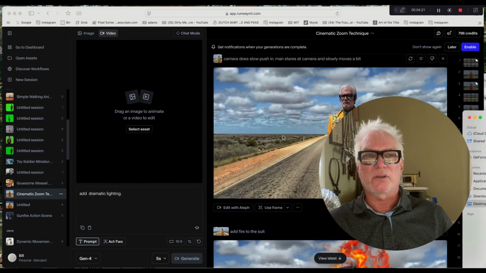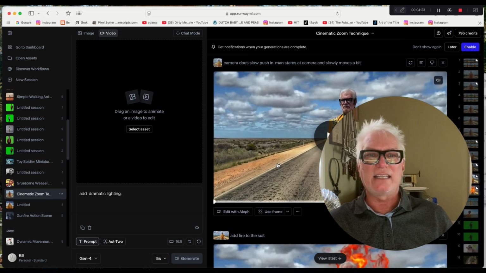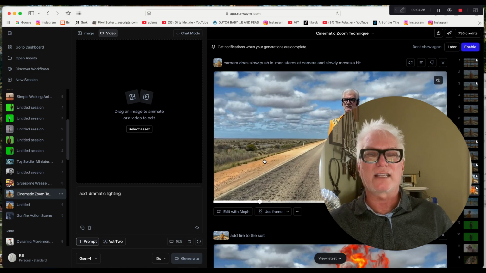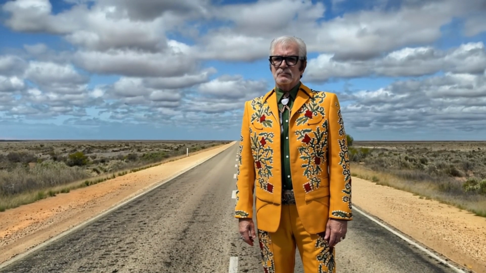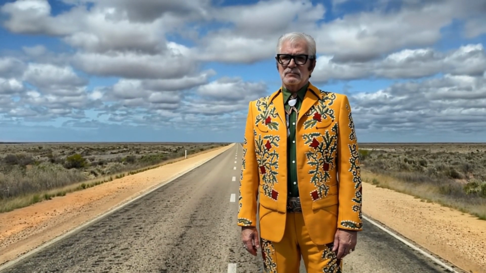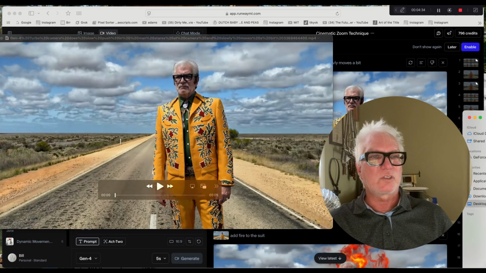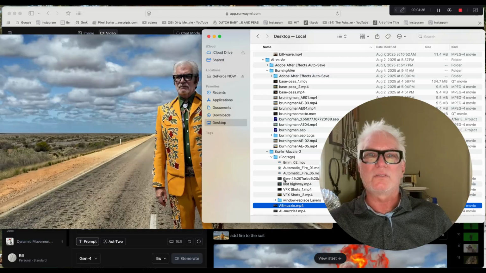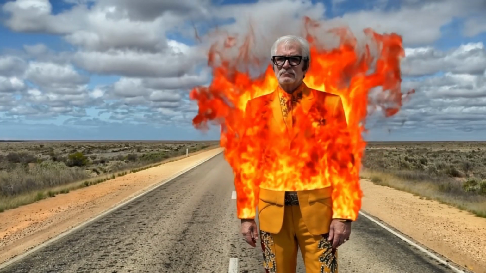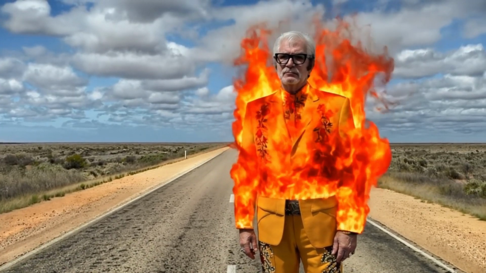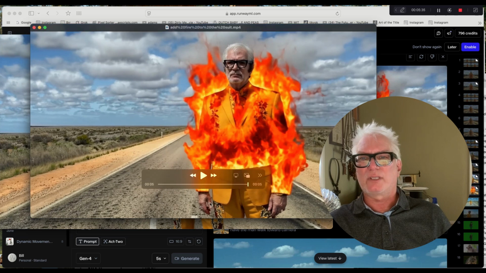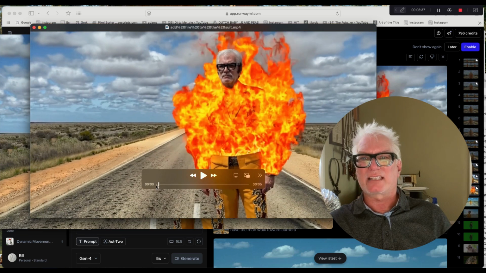The second shot we're going to be looking at was created in AI to begin with, and it's just this shot here. And then we asked it to add flames to the suit. So let's take a look at that. Nope. When I look at that, I'm not really satisfied with it.